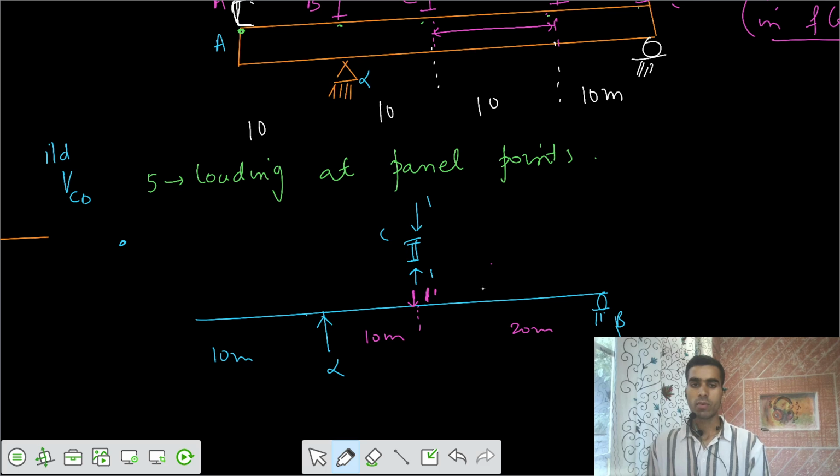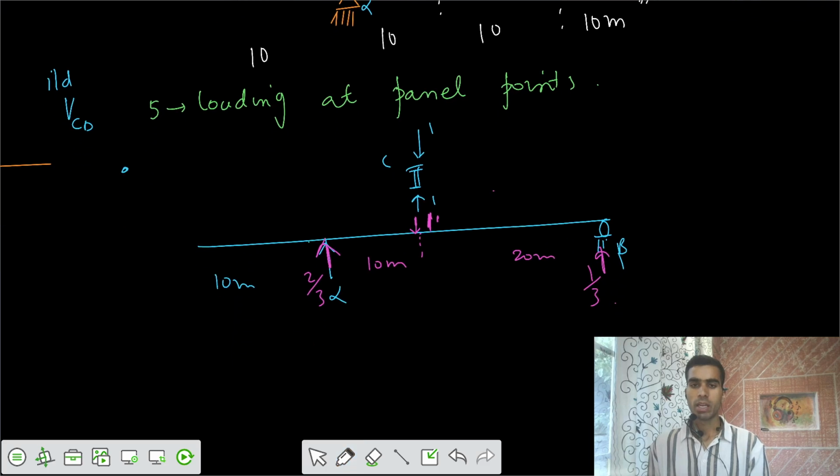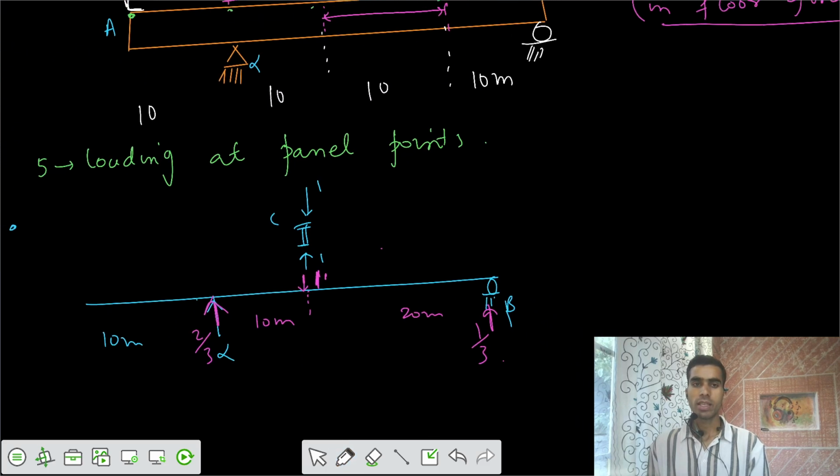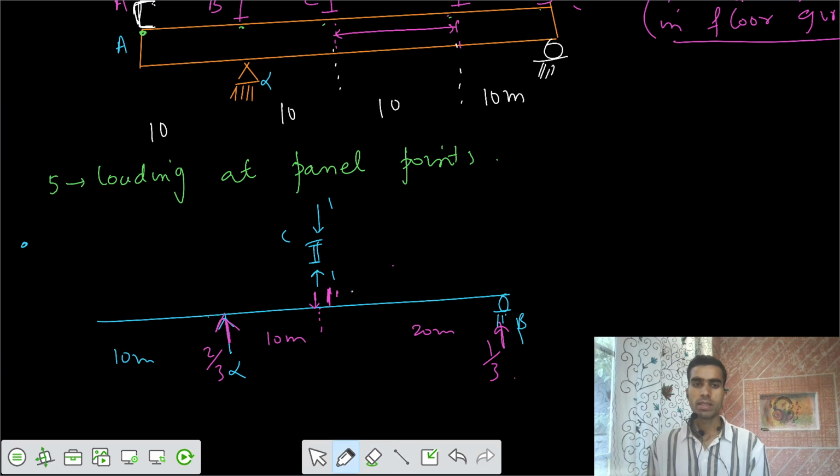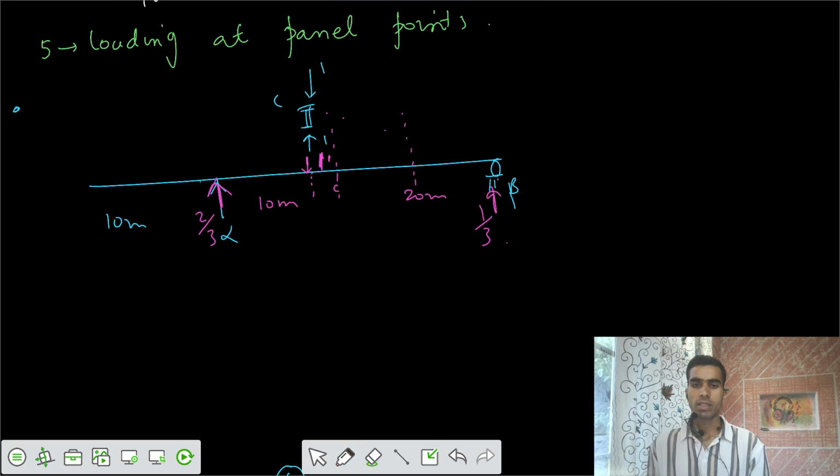The load is acting at 10 meter from alpha and 20 meter from beta. So if the load is 1 unit, the reaction on the closer side would be 2/3, and from this side it would be 1/3. Now if I cut any section, just after C and just before D, this region is CD. The load is acting at C, but we have to see just after point C.